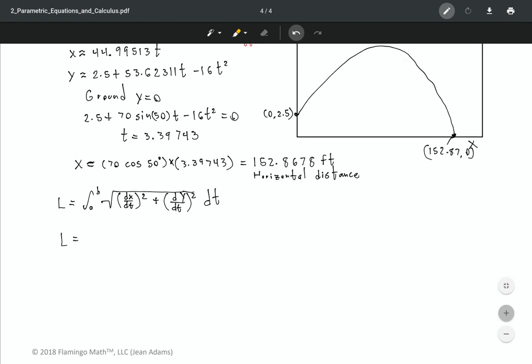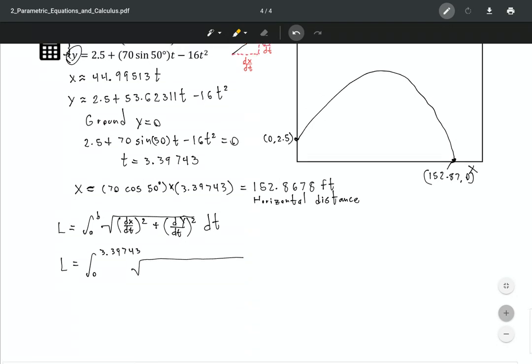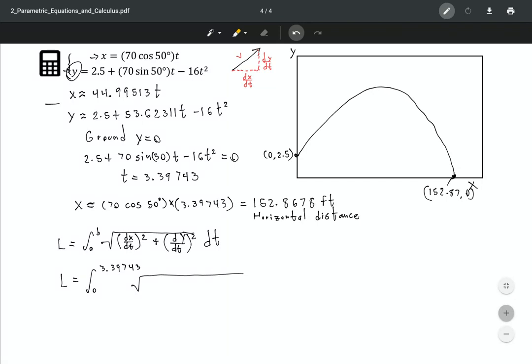So what I have to do is take the integral between 0 and the time it hit the ground. All right, so the time it took to hit the ground would be 3.39743. I'm going to take the integral of the derivative of x. So if I take the derivative of that, I would just get 44.99513, and I'm going to square that.